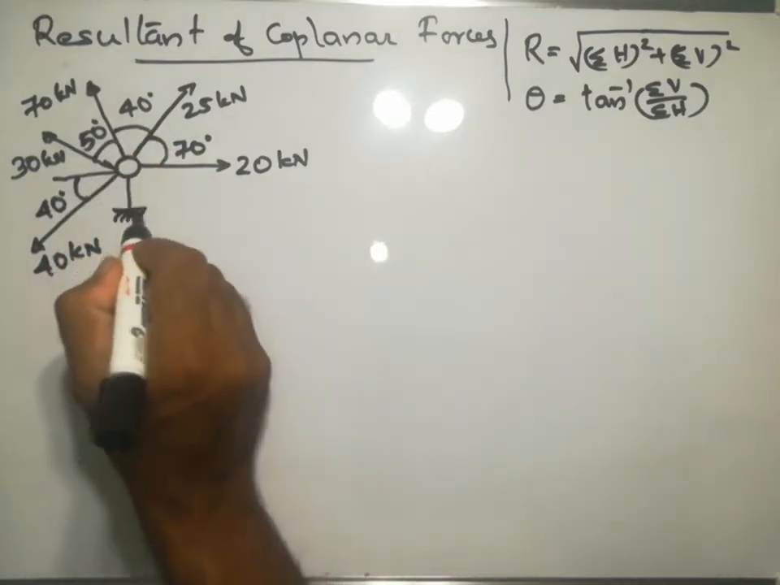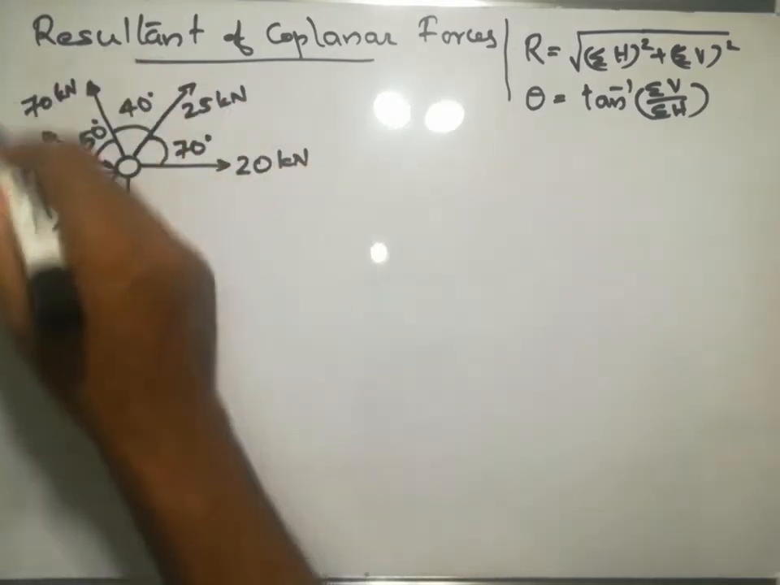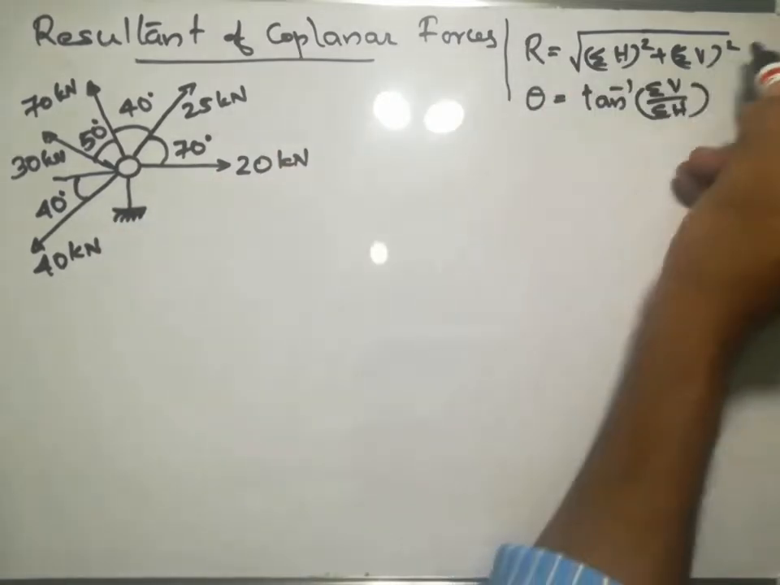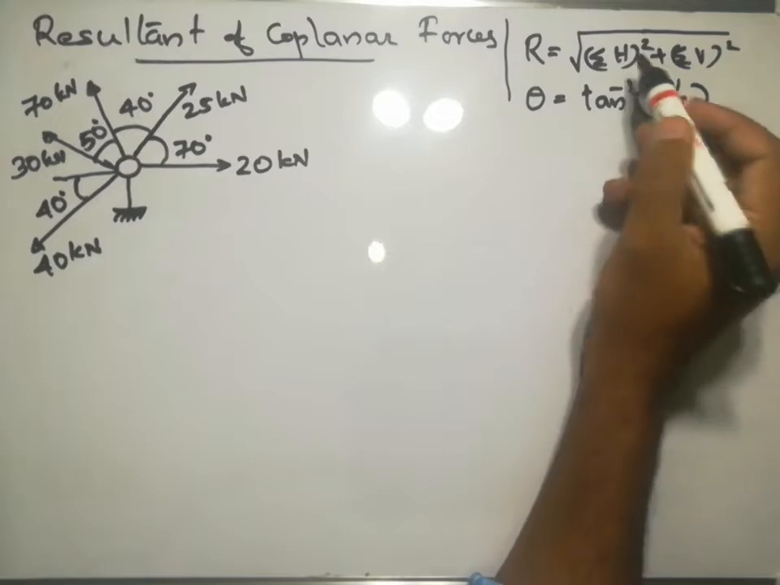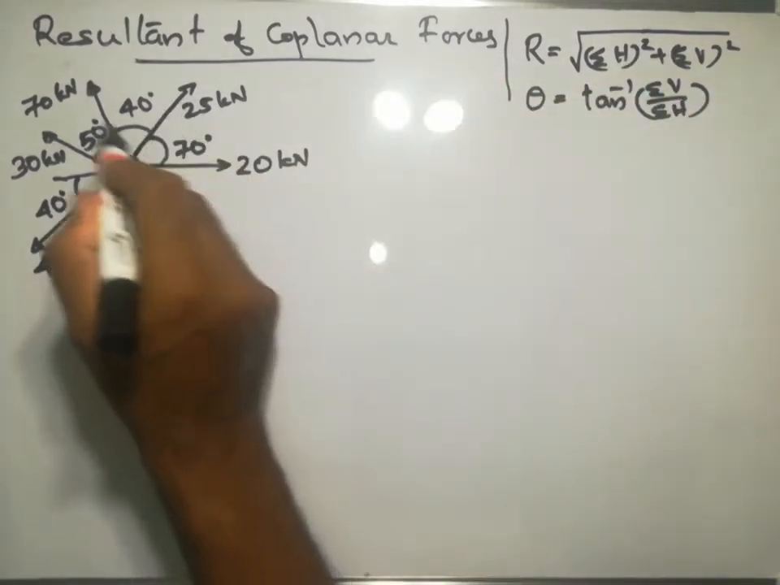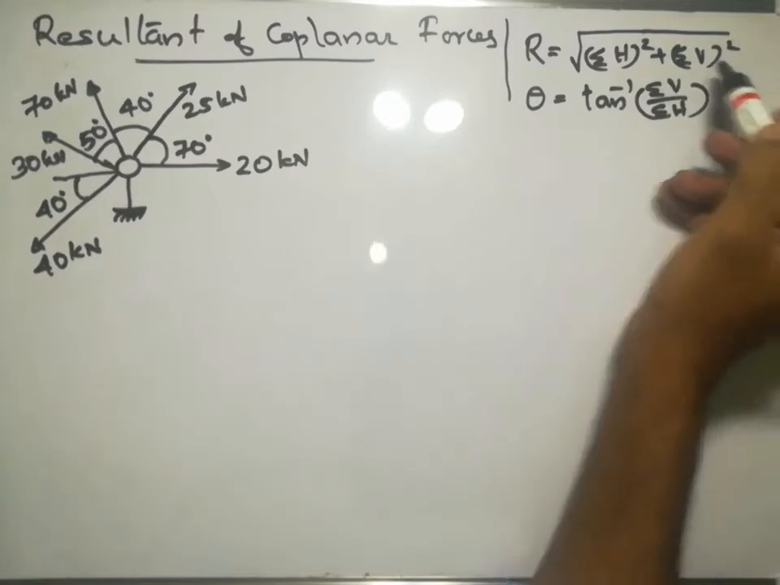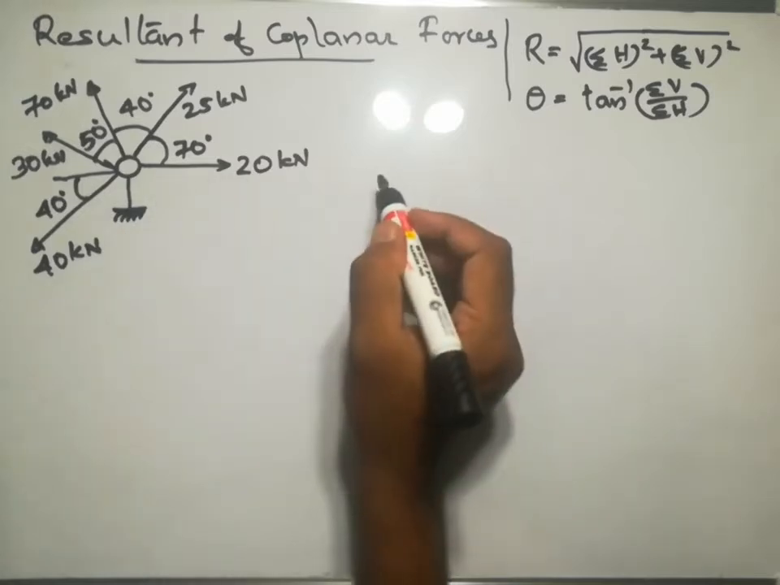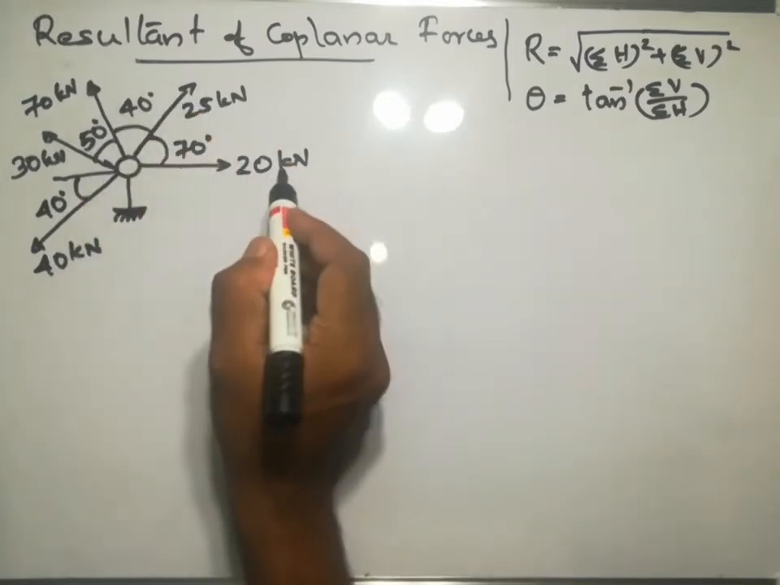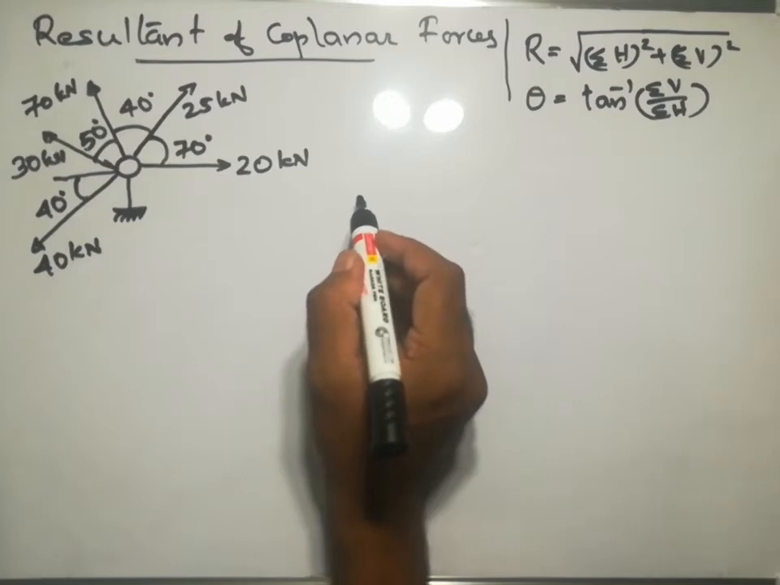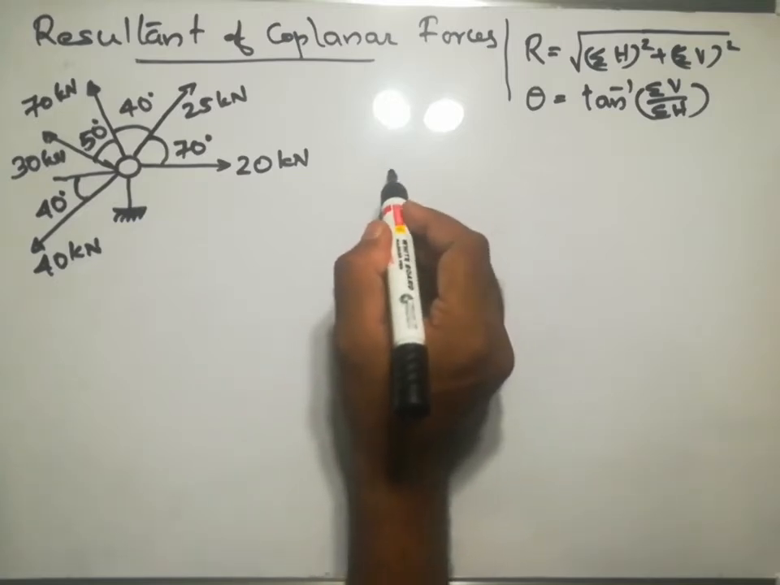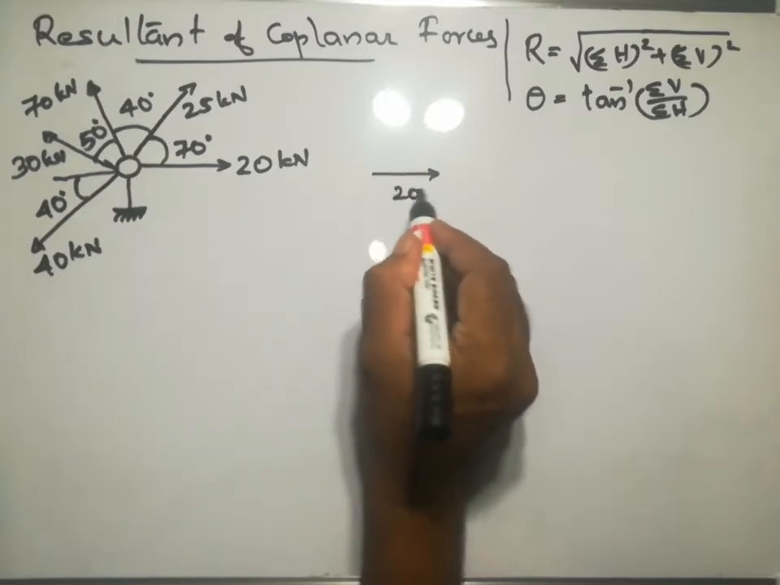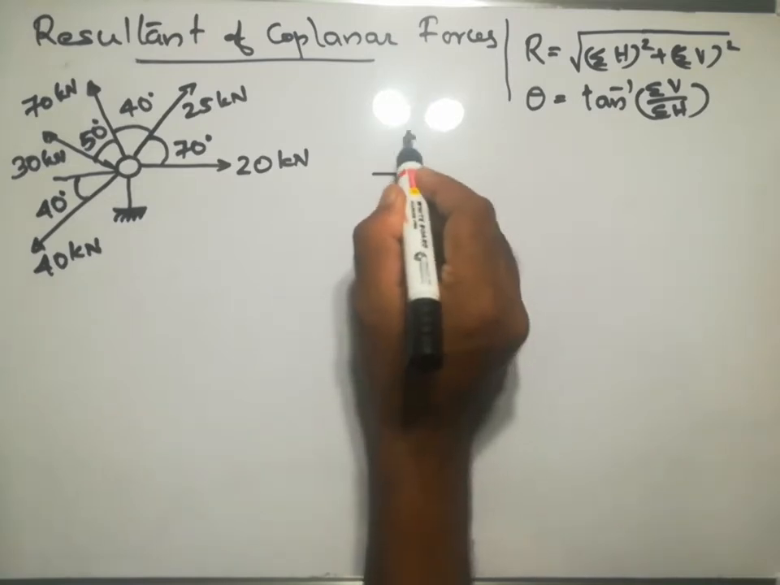The ring is supported like this. So we need to find the resultant of all these forces. For that, we will use this equation, R is equal to the square root of sigma H squared plus sigma V squared, where sigma H is the horizontal components of all these forces and sigma V is the vertical components. So let us draw the components of all these forces. For the 20 kilonewton force, there is no need of finding any component because it is acting in the horizontal direction itself. So the first force is 20 kilonewton, no vertical component.